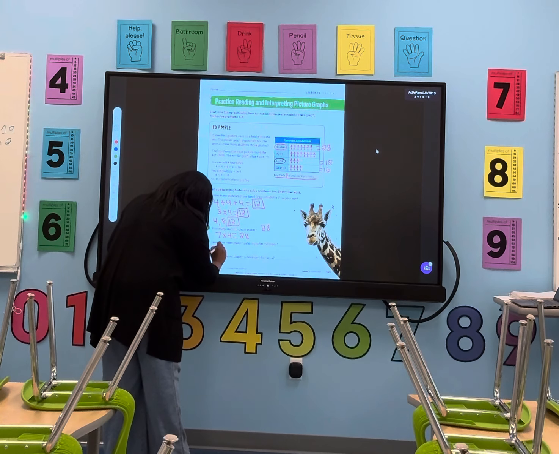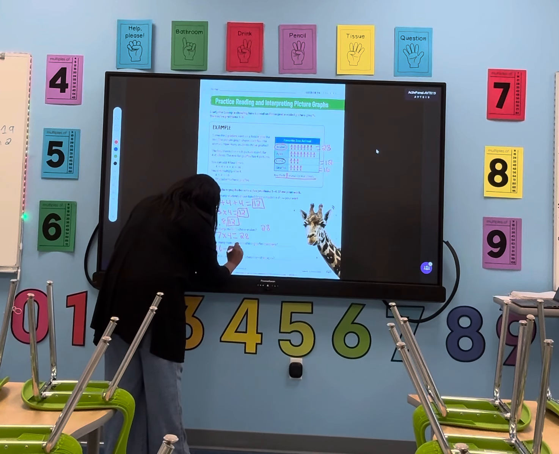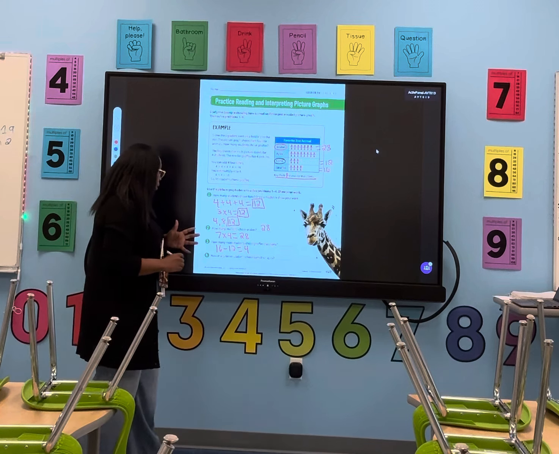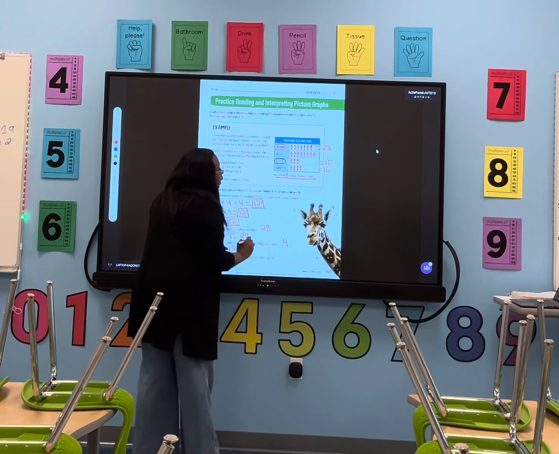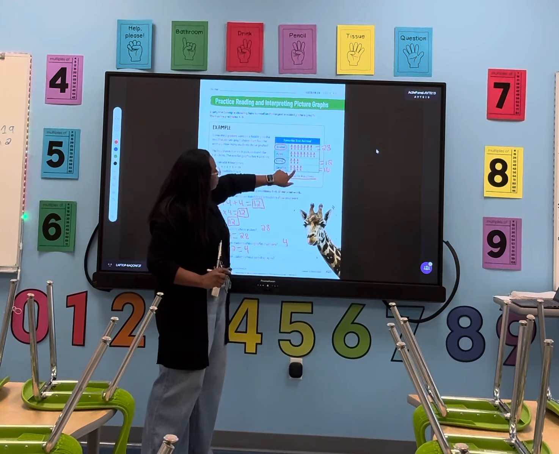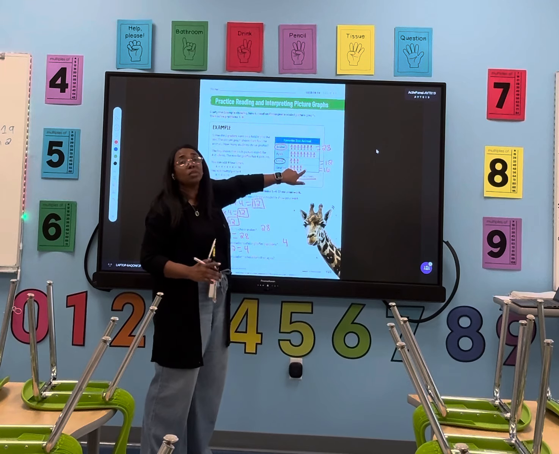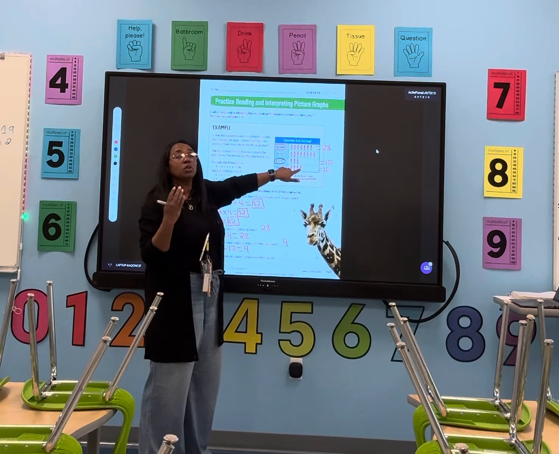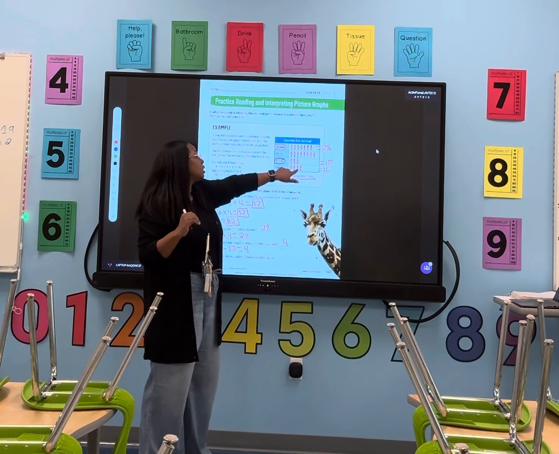So I'm going to do 16 minus 12, and this is going to give me 4. So my answer is 4. Now you can also look at it side by side, and you can see that the giraffe has one more person more. And remember, each person equals 4.